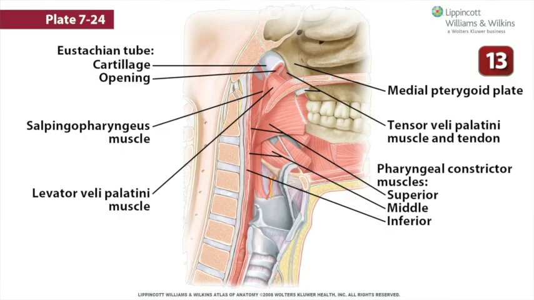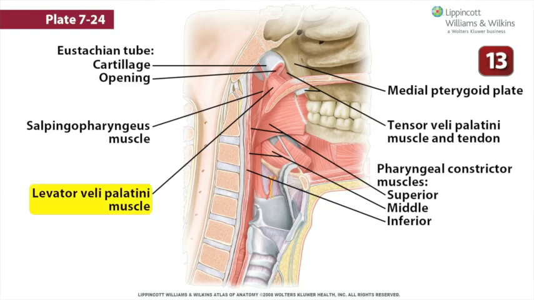While the bony part of the eustachian tube is always open, the cartilaginous part is normally closed, leading us to ask, what muscle or muscles open or dilate the eustachian tube? The muscles that attach to or near the tube include the salpingopharyngeus, the levator veli palatini, and the tensor veli palatini. The salpingopharyngeus originates on the cartilaginous part of the eustachian tube and blends in with the pharyngeal constrictors. However, it is thought to be too small to have a significant effect on the eustachian tube.